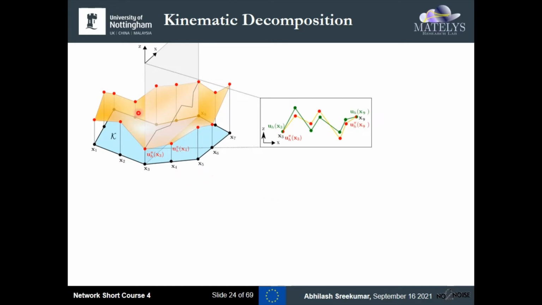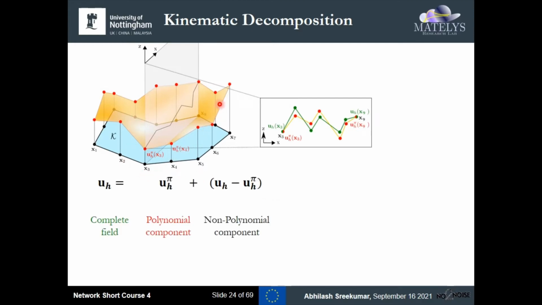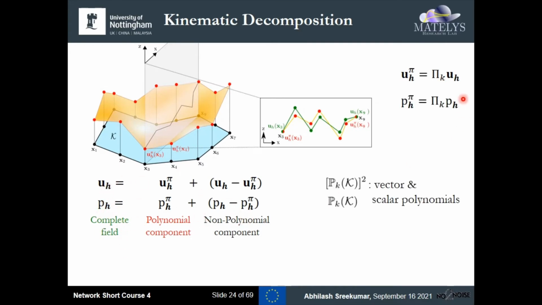Now, given a non-convex element like this, we will try out a kinematic decomposition. That is, the complete discretized displacement field is split into a polynomial component and a non-polynomial component. This will help define the bilinear forms in a more efficient manner. How do we define the polynomial components? These are obtained through a projection onto a polynomial space, where the projection is done through this operator pi k. Similarly, one has the same behavior for the pressure fields as well. These polynomial fields, that is P_k squared and P_k, are vector and scalar polynomials defined over the element.